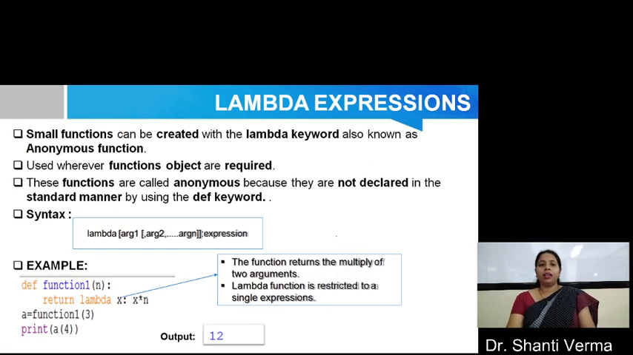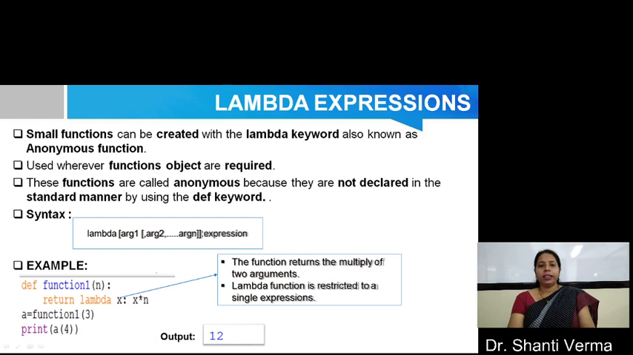Now let's discuss the lambda function. Basically, lambda is an anonymous function, and it is used where function objects are required. These functions are called anonymous because they are not declared in the standard manner by using the def keyword. The syntax for declaring a lambda expression is lambda, then arguments, a colon sign, and then the expression. Lambda is used to declare a single line function.